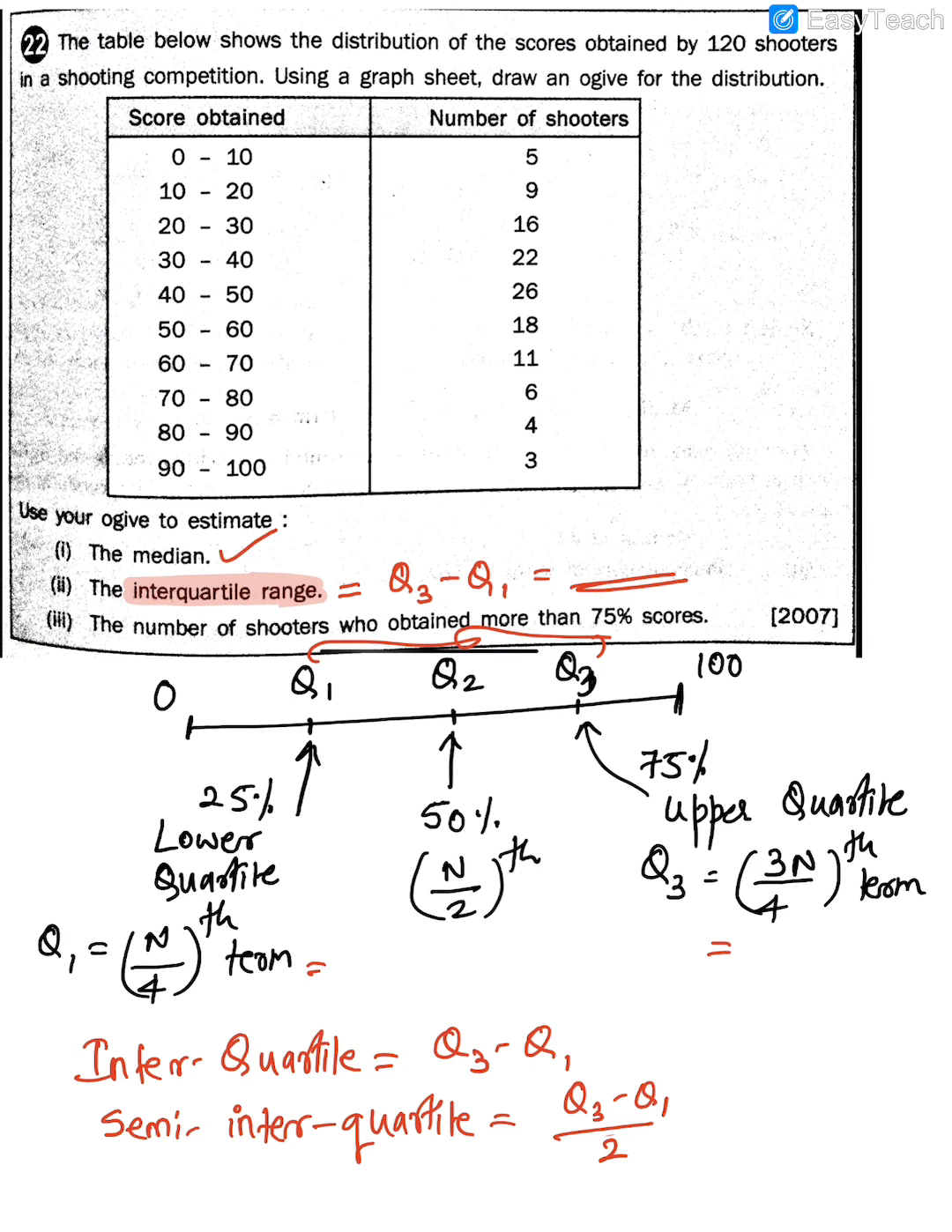Number of shooters who obtain more than 75%. Let's try again roughly. These guys have got definitely more than 75. These guys also got more than 75. And approximately 3 more people must have got about 75. So this answer should be roughly 10. Correct? There are 120 shooters over here. So see, this is your cumulative frequency. 5 plus 9, 14, plus 16, 30, plus 22, 52, then 78. Okay, then 88 and 8, 96.